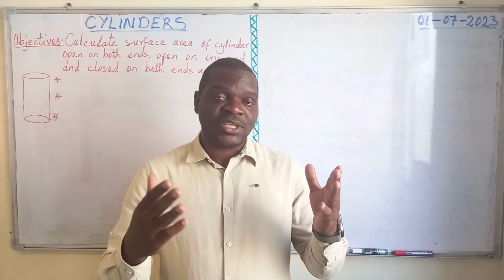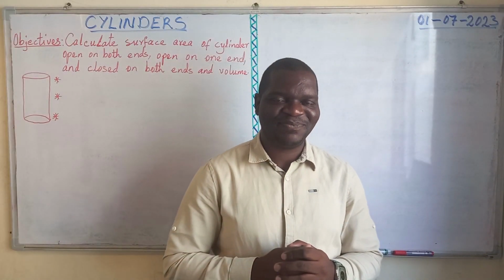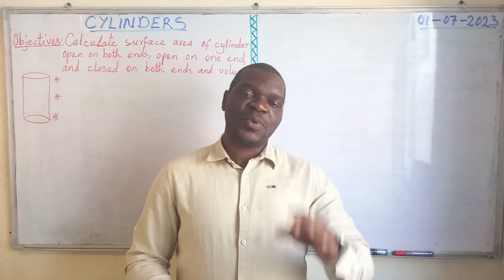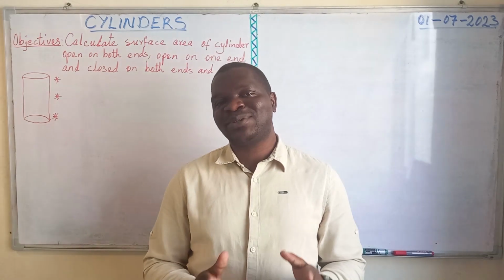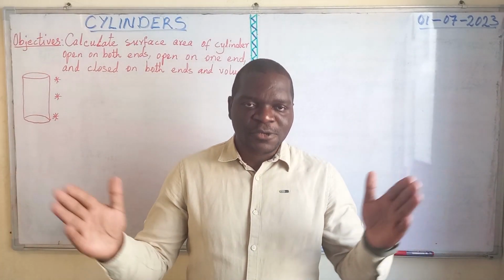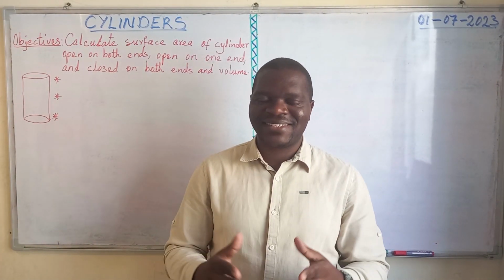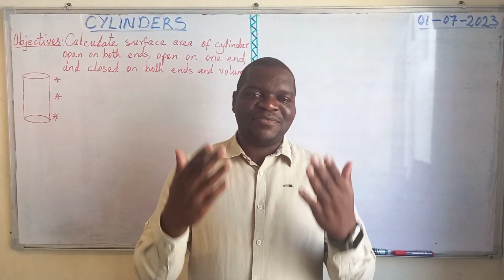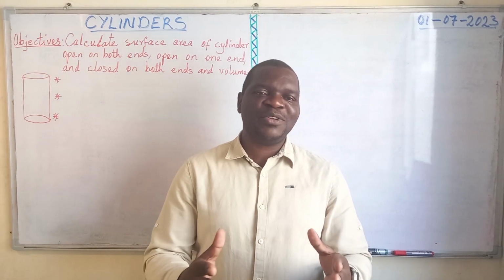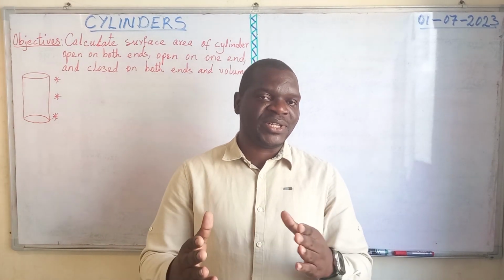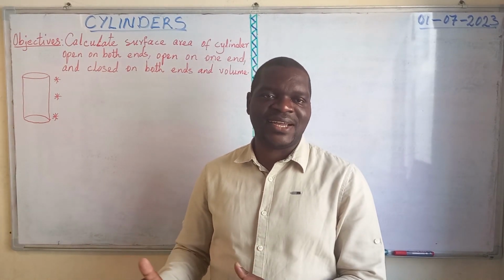Last time we talked about cylinders, and in today's lesson, we have targets. By the end of the lesson, we should be able to calculate the area of a cylinder closed on both ends, and lastly, we should be able to find the volume of a cylinder, or better still, to find the volume of water or liquid that a cylindrical container can hold.